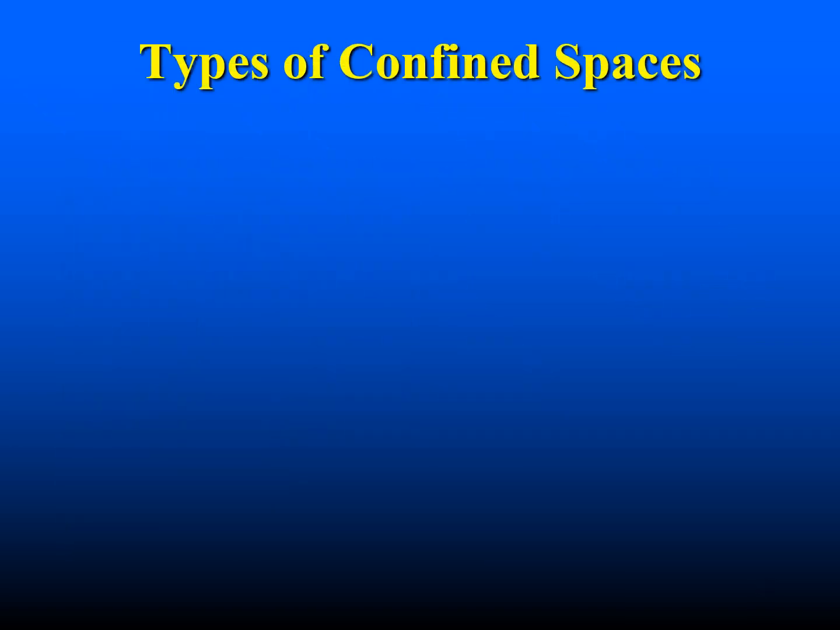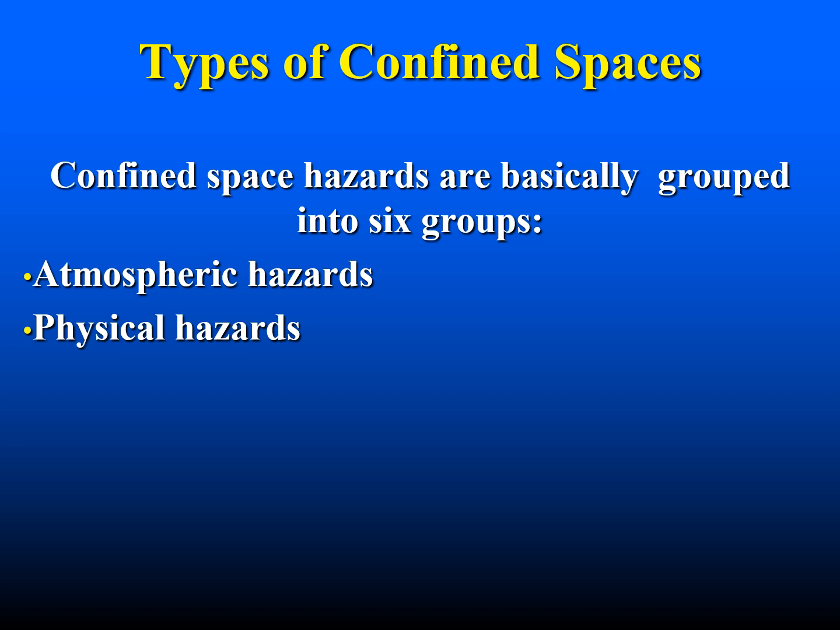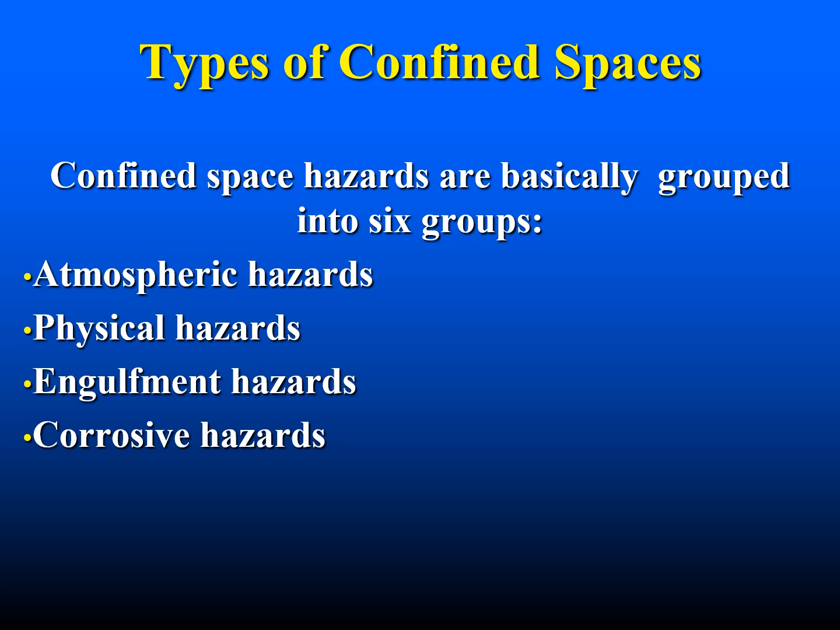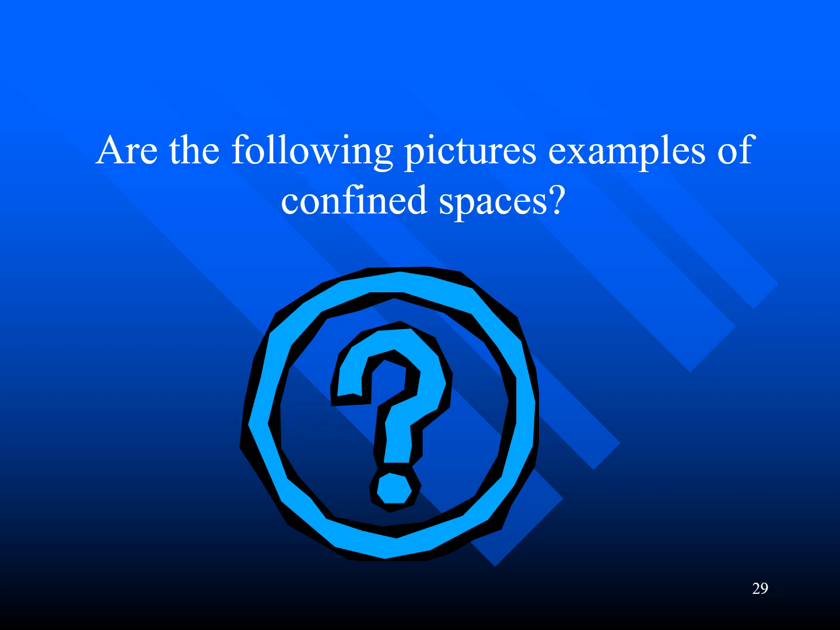Let's take a look at the types of confined spaces. Confined space hazards are basically grouped into 6 groups. You have atmospheric hazards, physical hazards, engulfment hazards, corrosive hazards, biological hazards, and then other hazards. Class question. Are the following pictures examples of confined spaces?